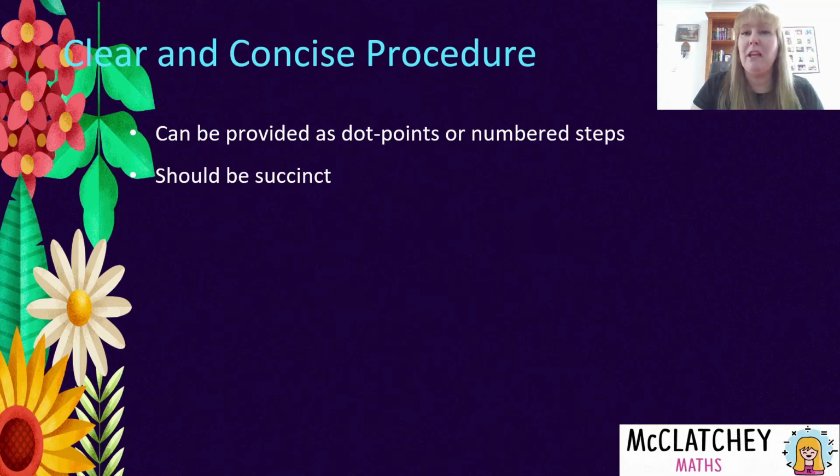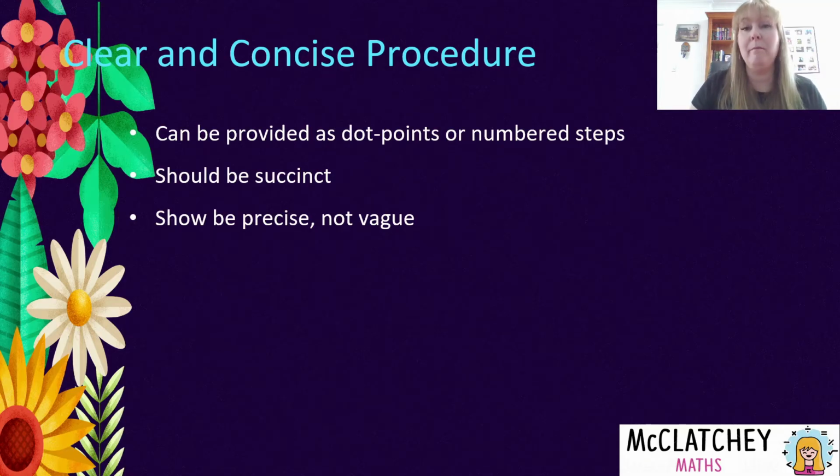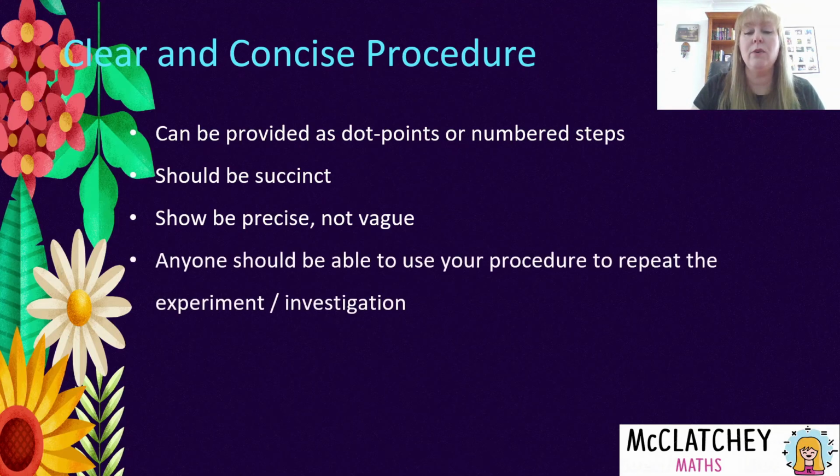So you want to be making sure that when you are writing your procedure, that all aspects of the task are included. It should be precise and not vague. So if you're going to be drawing a scatter plot, be precise. Are you drawing it by hand or are you drawing it with technology? If you're going to be measuring something, are you going to be measuring that using a calculator or measuring that using your own mathematical techniques? So be precise about how things are happening in your assignment.